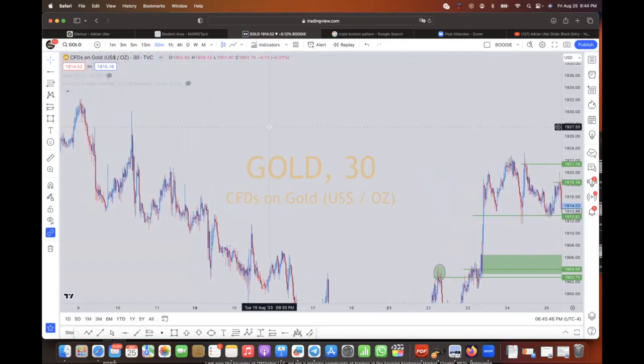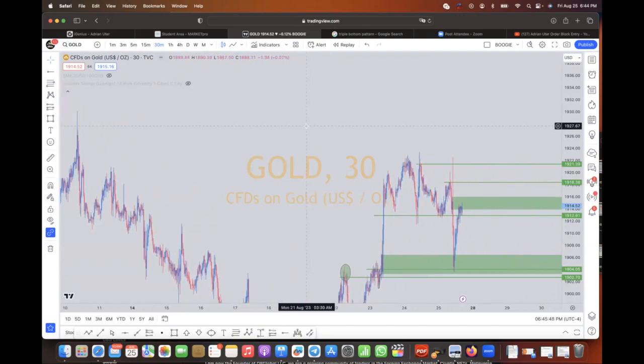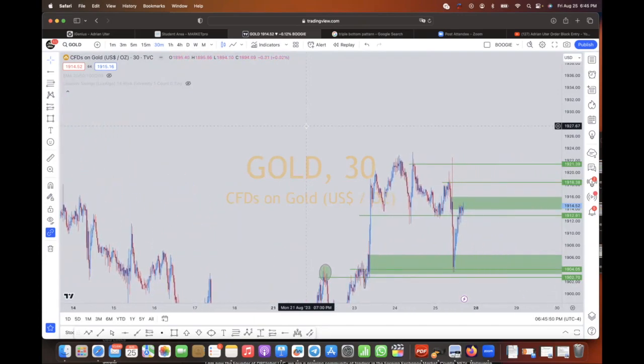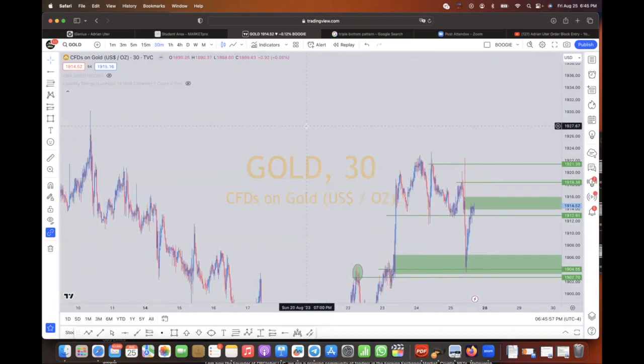Hope this makes sense, family, because I don't want to give y'all too much. I just want to show you the basics of how important order blocks could be in correlation to your market structure and the movement of price in uptrends or downtrends.